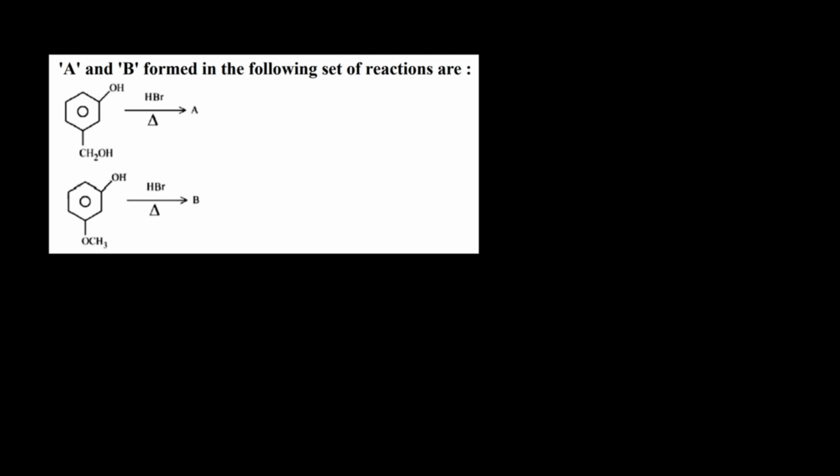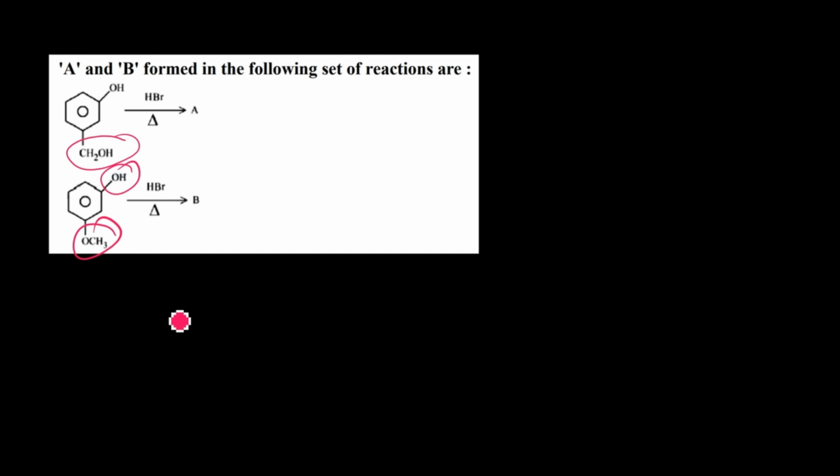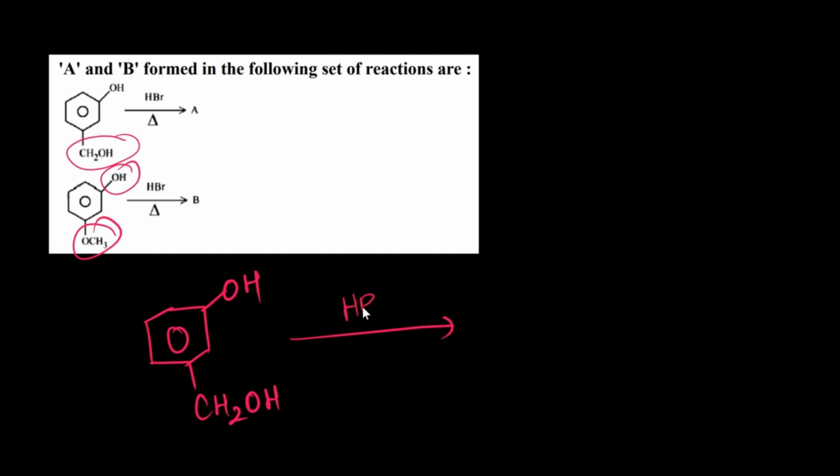First one, alcohol, and I also have another alcohol over here, and the second one, OH with OCH3. The options are given over here, A and B. Check this out, and what would be the answer for this? Let's solve step by step. First I have this OH in the meta position. I have this primary alcohol. With HBr, what can we expect?